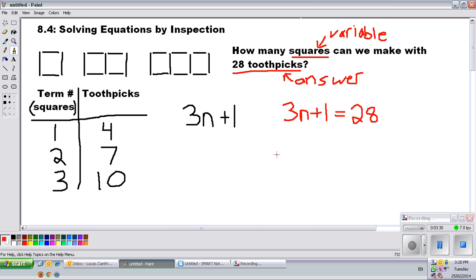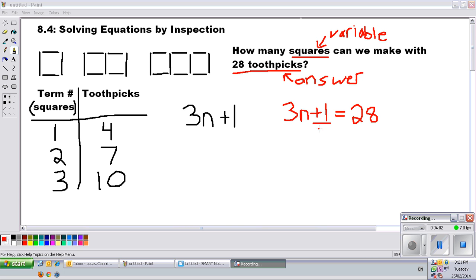So two things we have to do in this equation. First thing is we have to isolate the variable. Isolate the variable means you want the variable n all by itself. In order to do that, you have to perform mathematical operations to get rid of the numbers on the left side of the equation. So for example, first we have plus 1.